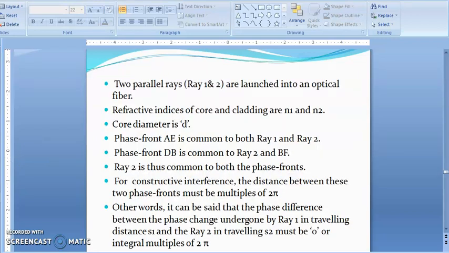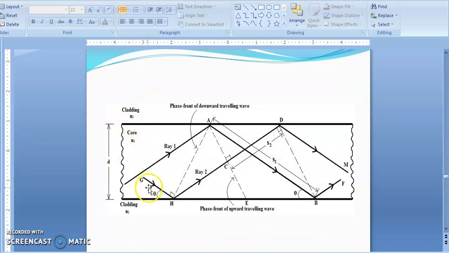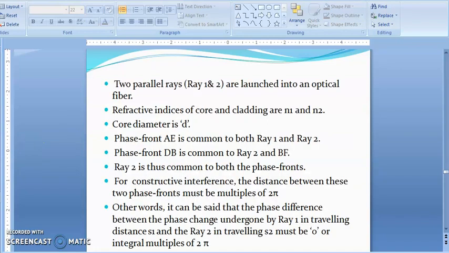We have taken two parallel rays R1 and R2. They are launched inside an optical fiber. So, this is the core material. Surrounding it you have a cladding material. The refractive index of the core is n1. The refractive index of the cladding is n2. Next, the diameter of the core we take as d.